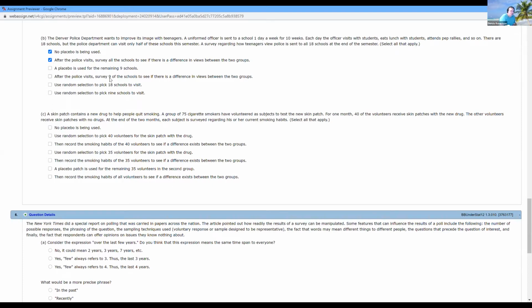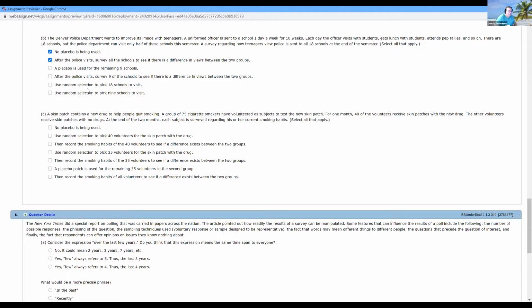A placebo is used in the remaining 9. No, it's not. After the police visit, survey 9 schools to see if there is a difference of view between the two groups. I should check this one. After the police visit, survey all the schools to see if there is a difference in views. After the police visit, survey 9 of the schools. I don't know why you would do that.